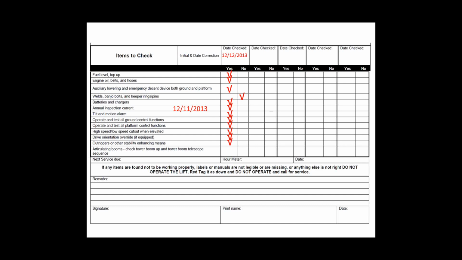Some machines, back to stability enhancing means, have working envelopes. If the machine has a working envelope, we need to understand that it has one and test it accordingly.